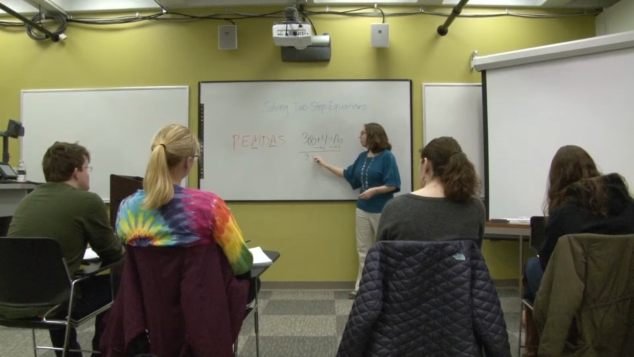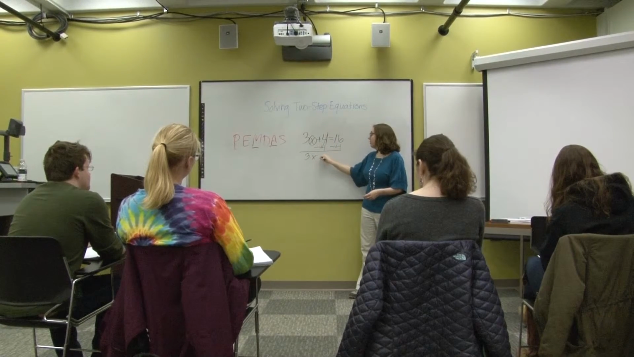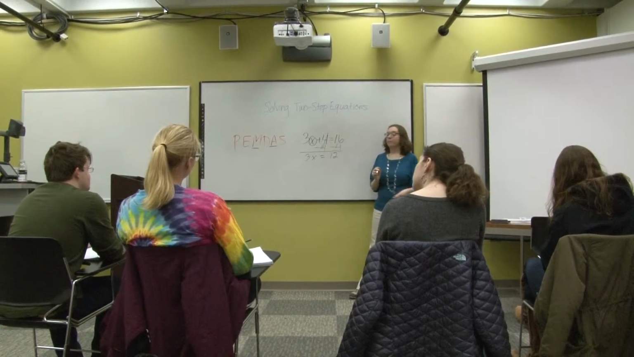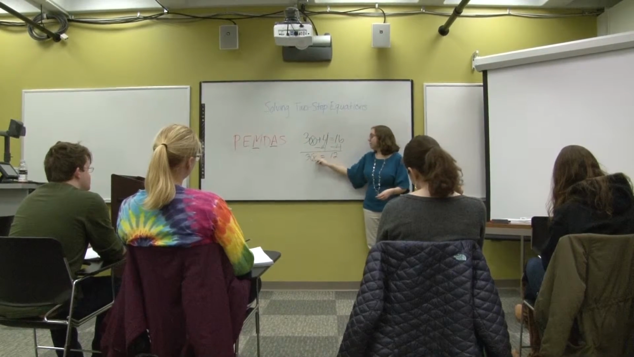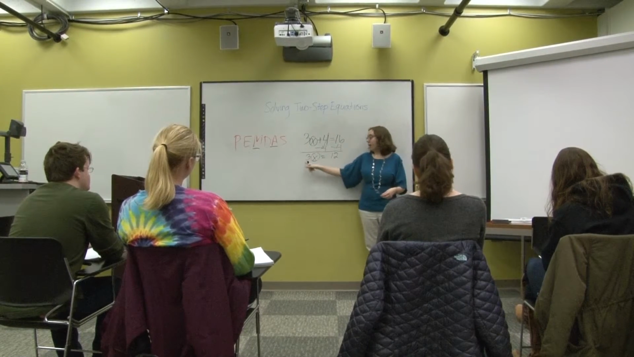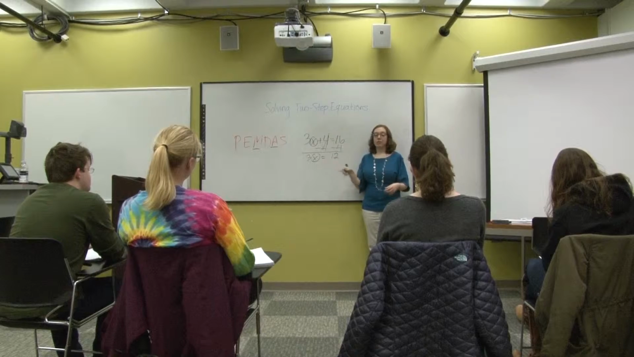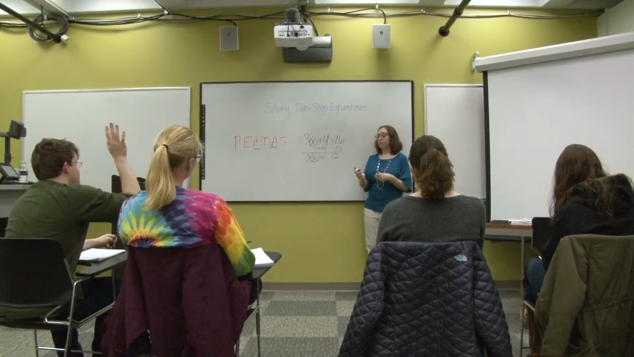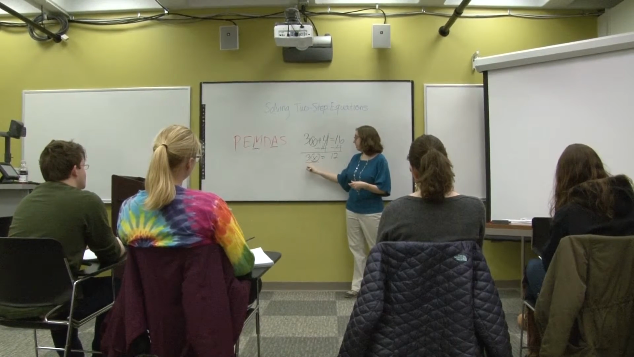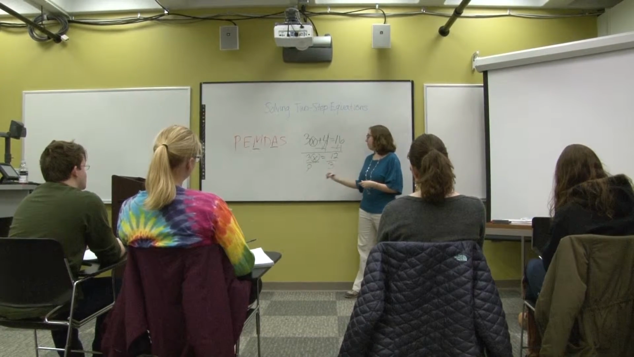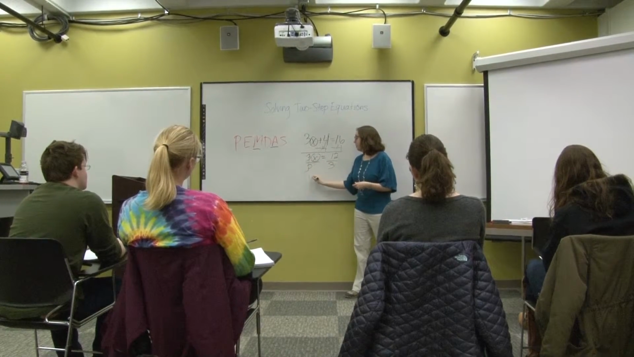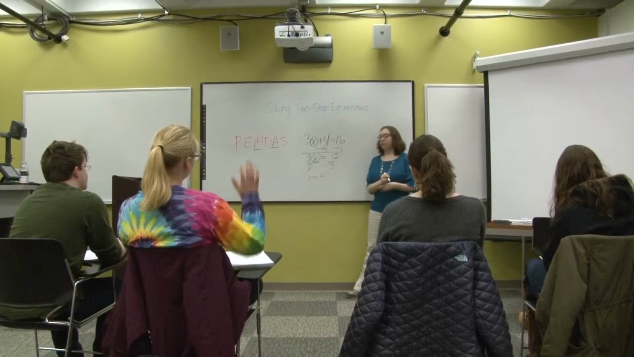So I get 3x, those cancel, equals 12. Now, I'm still trying to get x alone, so I have multiplication here, and I can do the opposite, which is division. Exactly. So I can divide by 3, and those will cancel. I get x equals 4.